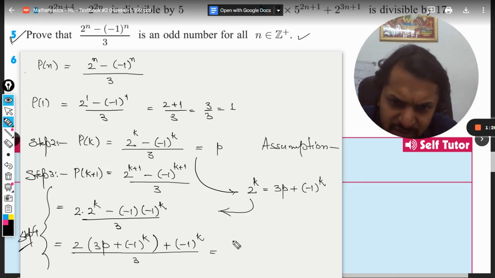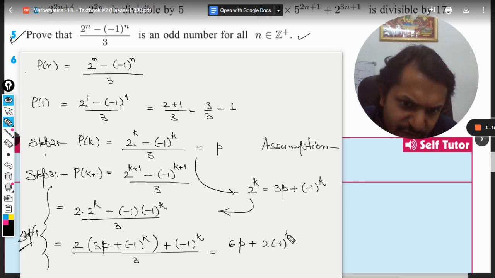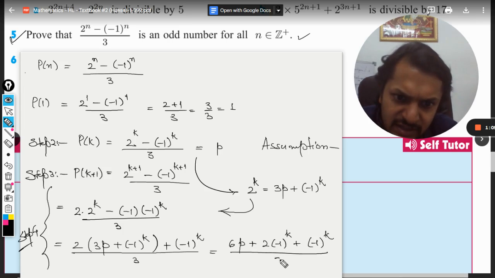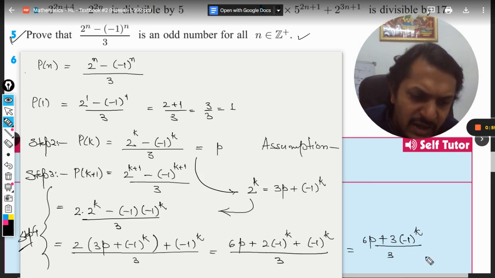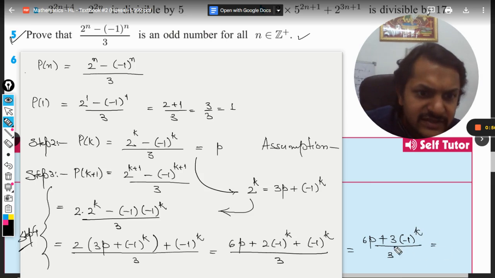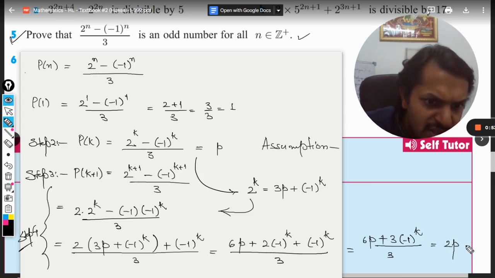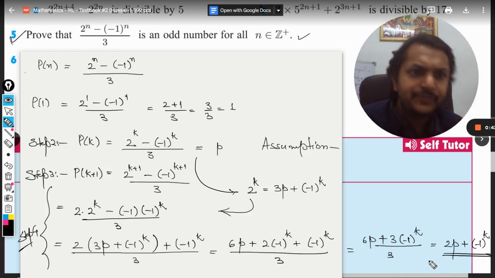So it will be (6p plus twice of (−1)^k plus (−1)^k) divided by 3. So this will come out to be (6p plus 3 times (−1)^k) divided by 3. So now we cancel this 3. So we are left with 2p plus (−1)^k.